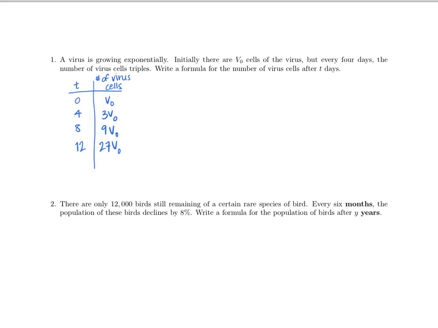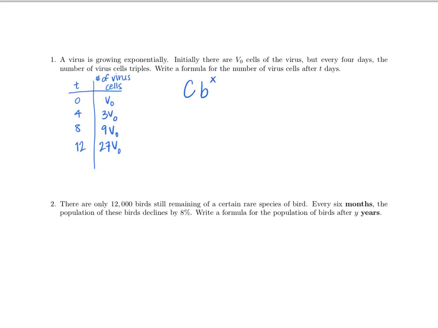Now let's think about what is going on with this function. Well, obviously it's exponential because every 4 days the number of virus cells triples. That's a constant percentage increase. And so what we want to do is follow the basic exponential format. Here's how we wrote it in class. We'd have c times b raised to the x.